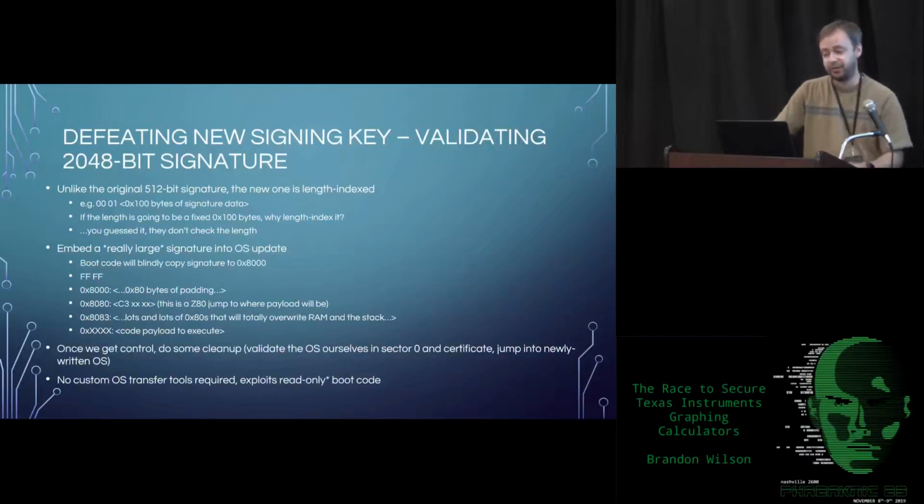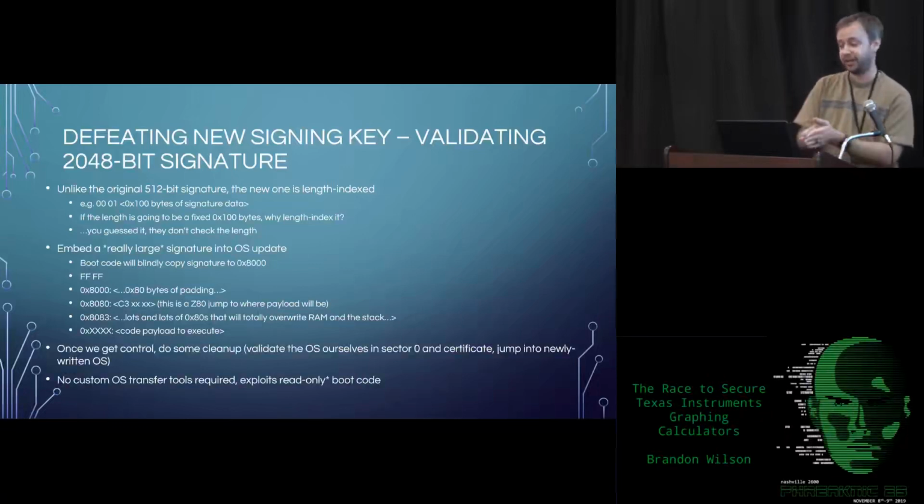Digging in a little further, we look at how it validates this 2048-bit signature. Unlike the original 512-bit signature, this new one is stored length-indexed. That means there's a word at the beginning indicating that it's 256 bytes big, because that's how big the 2048-bit signature is. And if you know the signature is 2048 bits or 256 bytes, why are you storing the length? It opens up the possibility that it could be exploited, and as it turns out, yes, you can. They don't bounds check this length, so we can take advantage of that. We can embed a really, really large signature into the OS update. And because the boot code doesn't check that it's the same value, it will blindly copy the signature to the start of RAM at 8000.